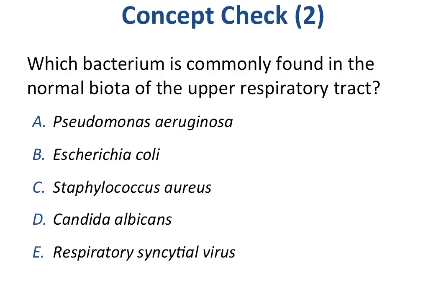So this question: which bacterium is commonly found in the normal biota of the upper respiratory tract? I give you 5 seconds. So the correct answer is C. Okay, it's C. C is very common.